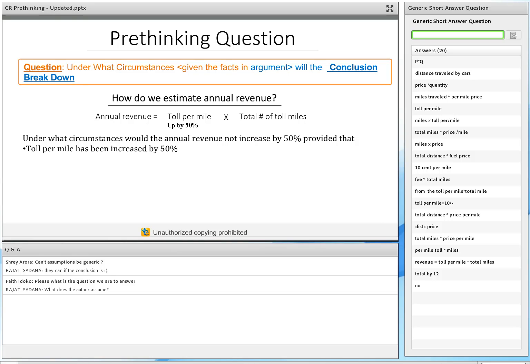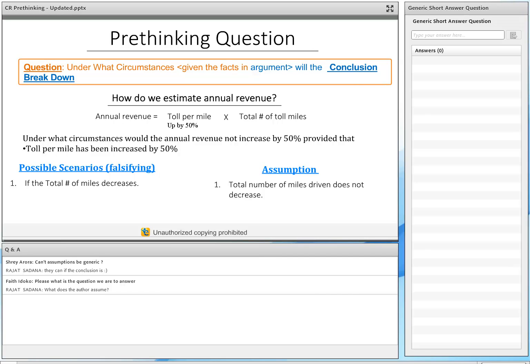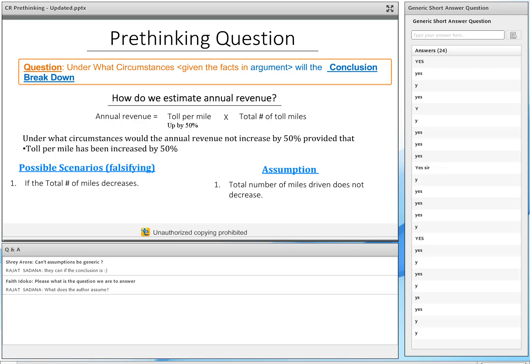Okay. So then let's ask the question. Under what scenario will the annual revenue not increase by 50%, given that the toll per mile is up by 50%? The only scenario is the total number of miles go down. Okay, so what is your assumption? The total number of miles driven does not decrease. Is that clear? That's as simple as it gets, essentially, when you look at the argument.